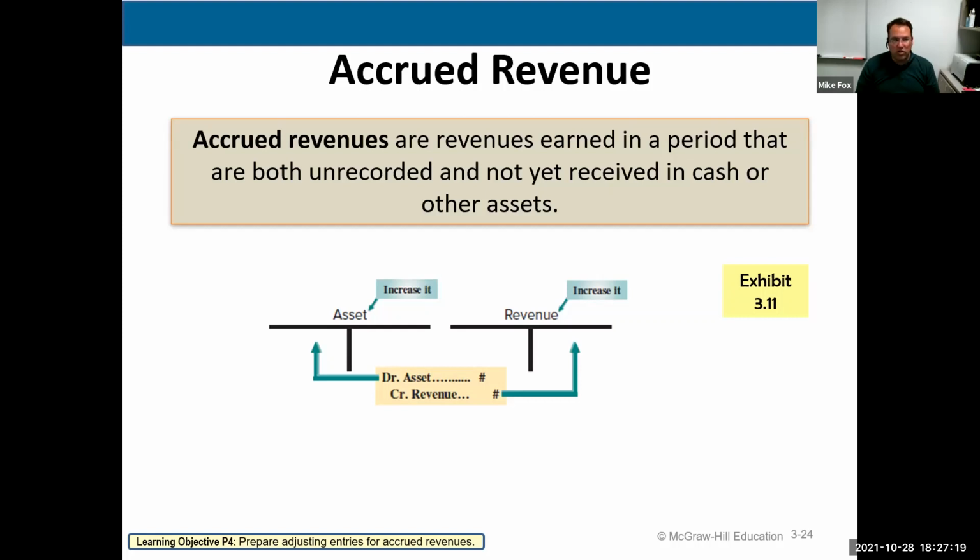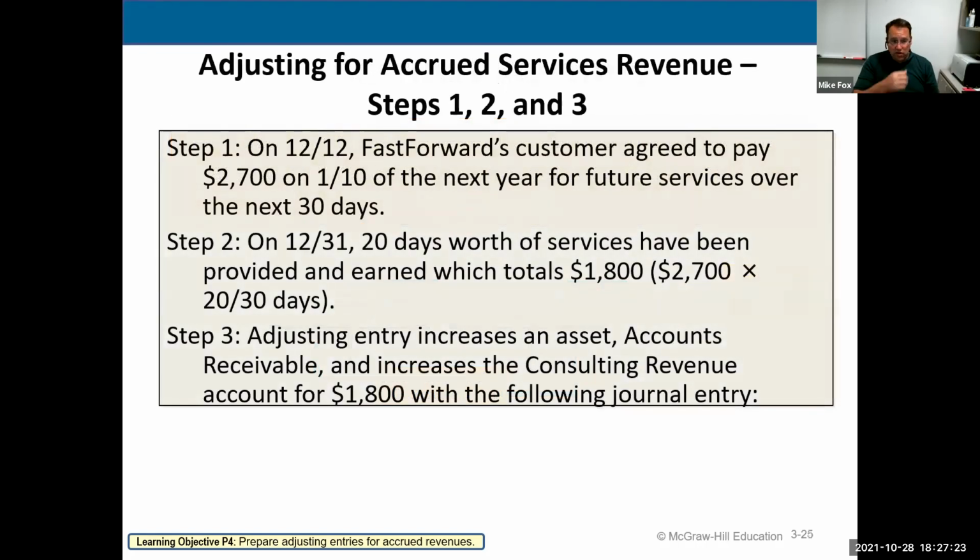That's what the adjusting entry looks like for an accrued revenue transaction. So here's an example. Fast Forward's customer agreed to pay $2,700 on January 10th of the next year for future services over the next 30 days. On December 31st, we recognized that we had earned 20 days worth of that revenue. So that comes out to $1,800.